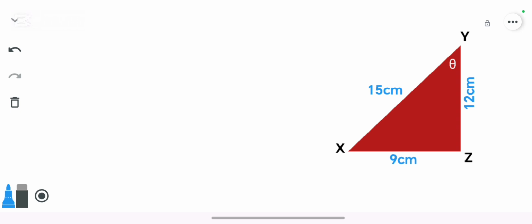Now let's look at this given example here. Can you identify the hypotenuse, the adjacent side, and the opposite side of this given triangle with respect to this given angle here? Quickly let me know in the comment section. I'll give you 30 seconds.